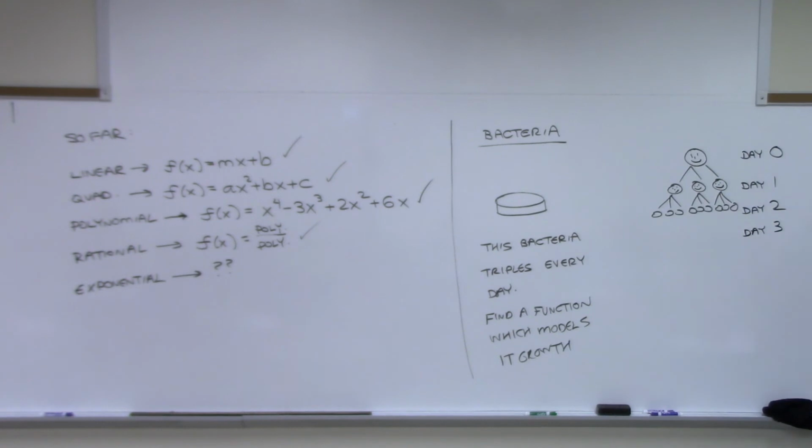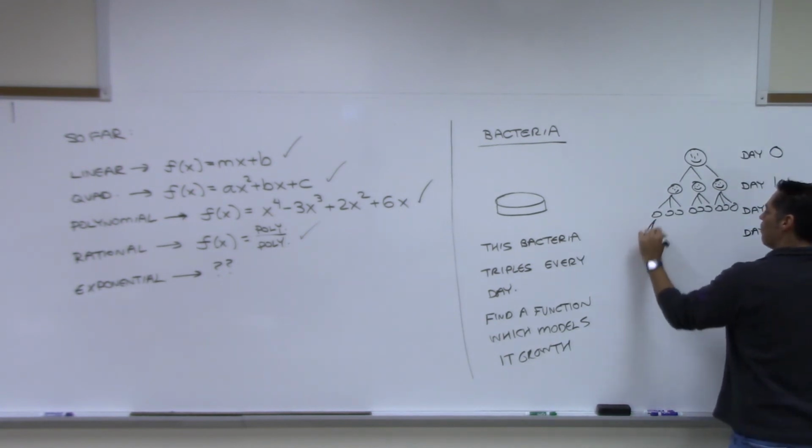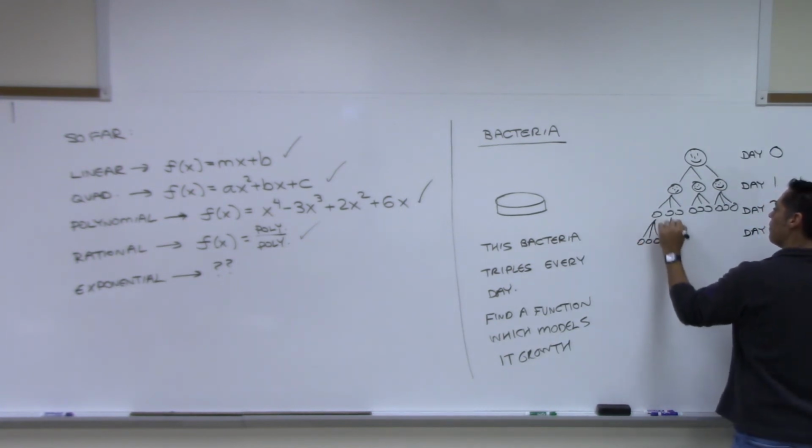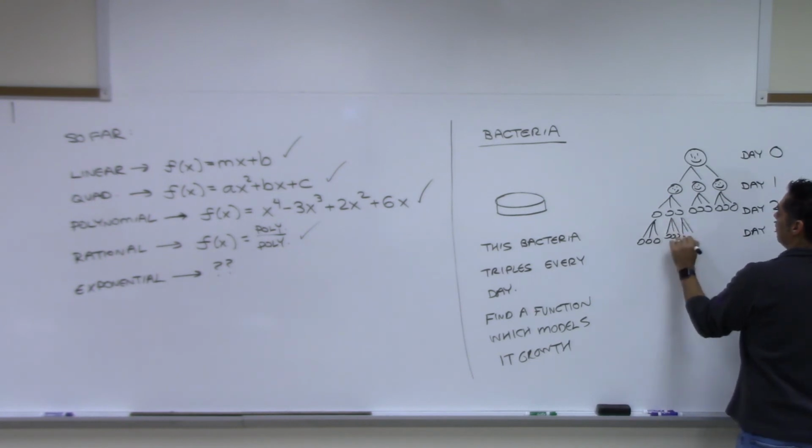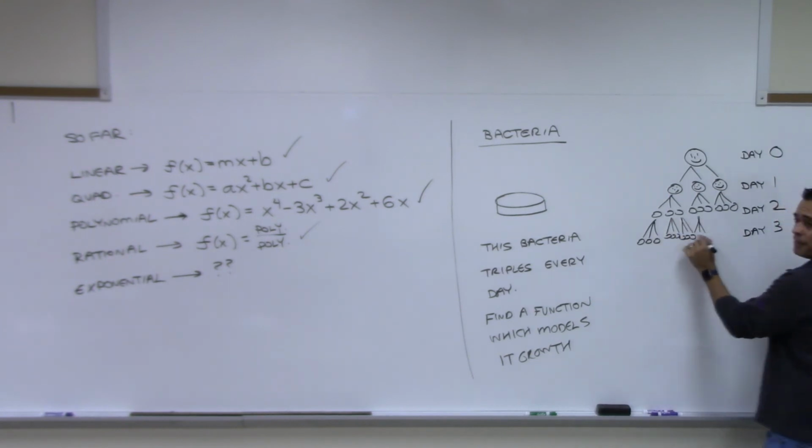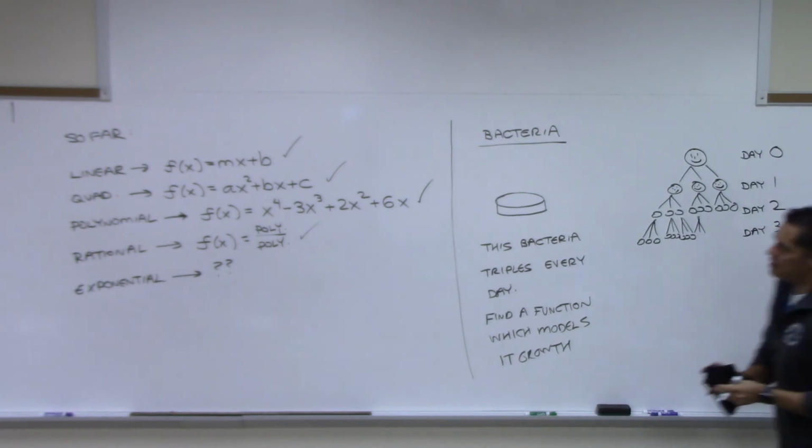What about day 3? How many are you going to have? 27. Because each one of those triples. Each of the 9 becomes 3 more. It's starting to get crowded in here, right? I don't want to draw these. You get the idea? So let me draw a table.